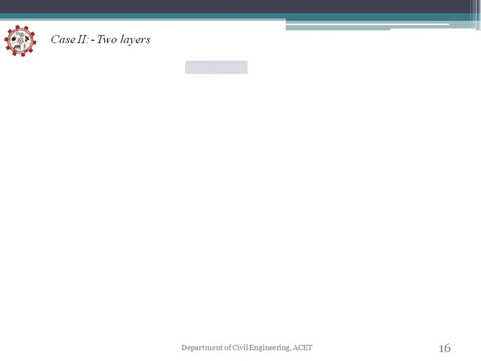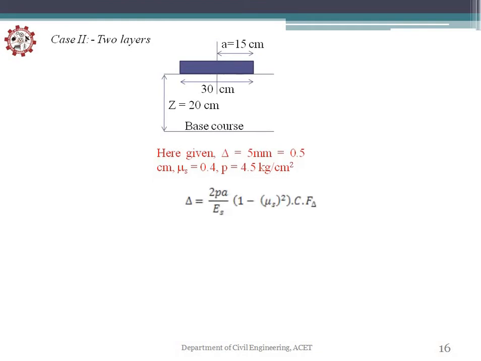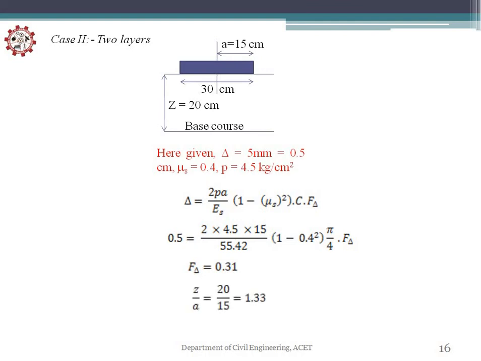Then second condition, when there are two layers, this is your plate having these values of A and D. Then you are having the thickness Z equals 20 centimeter of base course. Then all these values for the second condition, P equals 4.5 is given. Then again the formula is given to you with F delta. Substituting all the values, we will get F delta 0.31. So from these values, Z upon A, you will get 1.33.